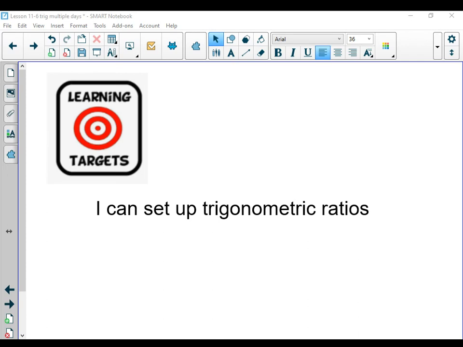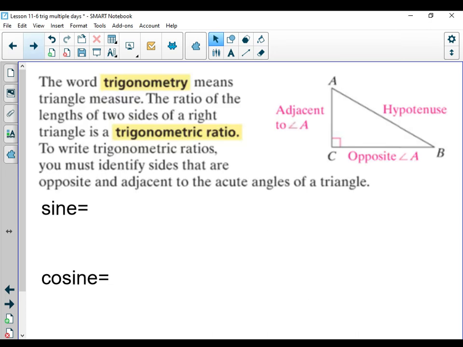Of my two favorite math words of all time, trigonometric ratios. What does a ratio mean? Like comparing two things? A fraction that compares two things. Good teamwork, you two. So, trigonometric ratios: a fraction that's going to compare two things.